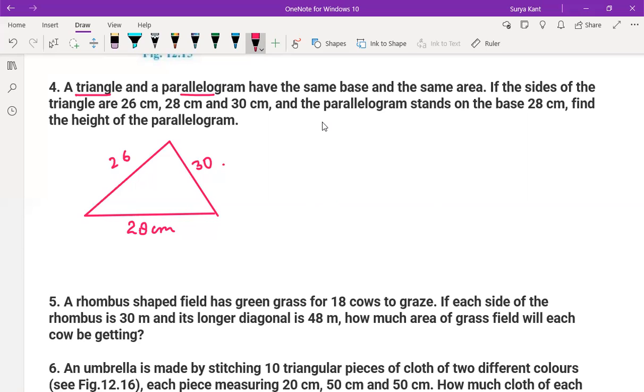If the sides of the triangle are this, same base and same area, so the parallelogram must look like this, it may be like this, no? The parallelogram must be, the base will remain the same, right? Yes, sir. Here in the shapes, there will be parallel. See, we can write if both are on the same base and having the same area, right?